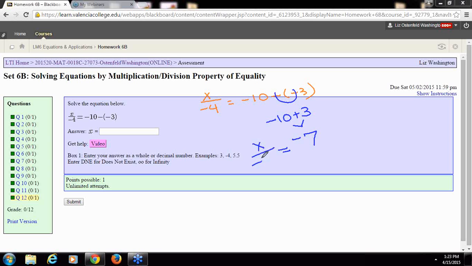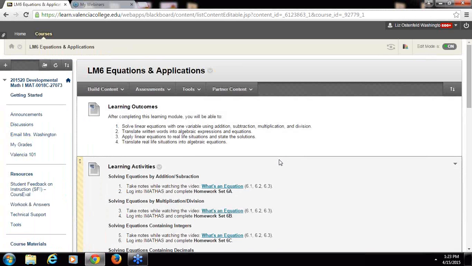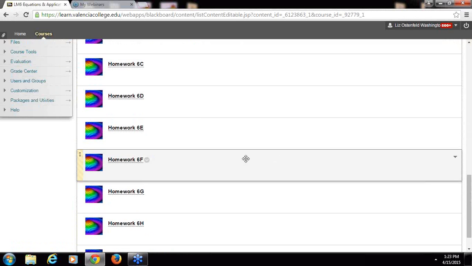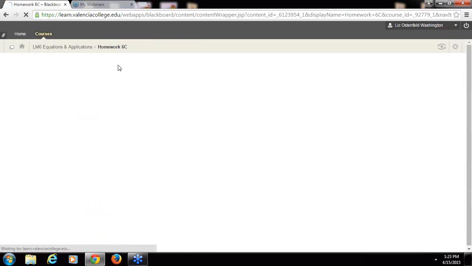Bring down the x over -4, and then my job is to get rid of the -4. I'm going to get rid of the -4 by doing the opposite of division, which is multiplication. I'm going to do the same thing on both sides. It's going to cancel and leave me with a positive x equals a positive 28, because a negative times a negative is a positive. Okay. Just going to go to the next section.